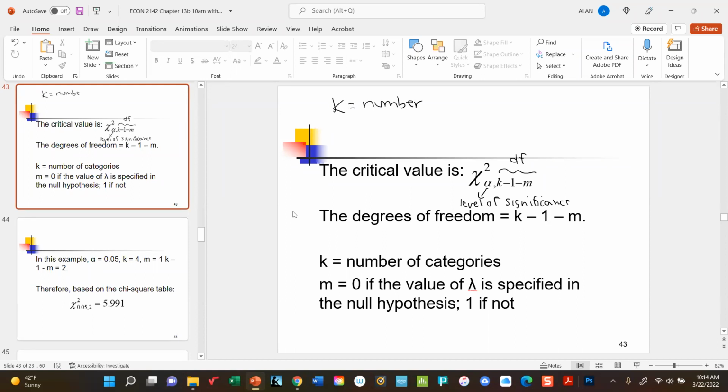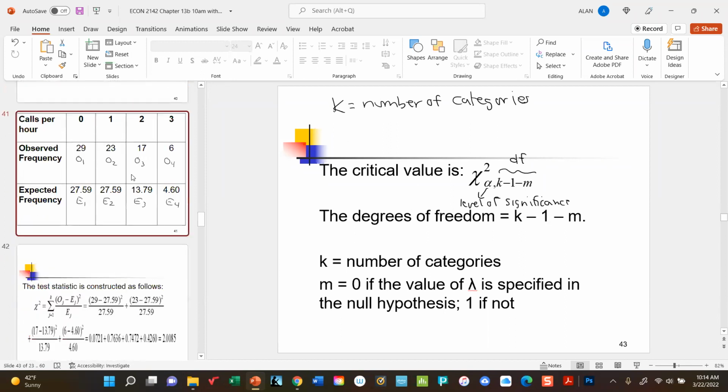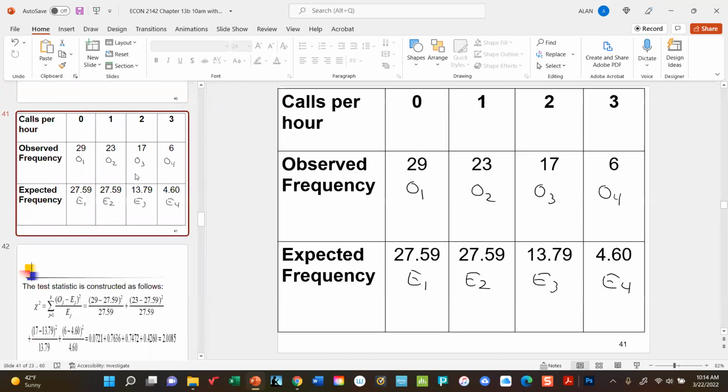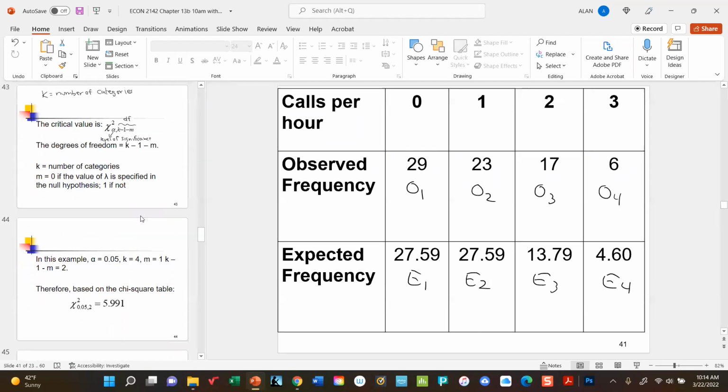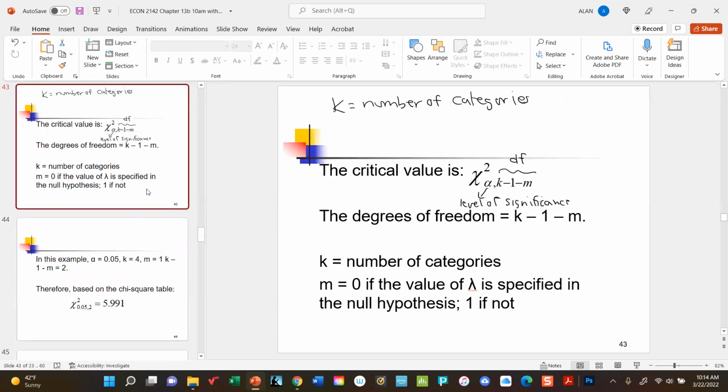In this case, each possible value of the phone calls is defined as a category. So in other words, we actually have 4 categories here: 0 phone calls, 1, 2, and 3. So there's altogether 4 categories. If you prefer, you can think of them as simply columns. How many columns are there in our data? So in this example, K is 4. Now, the 1 is obviously 1.